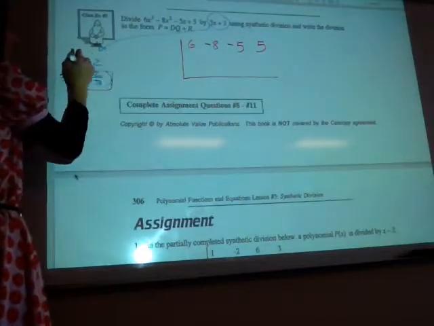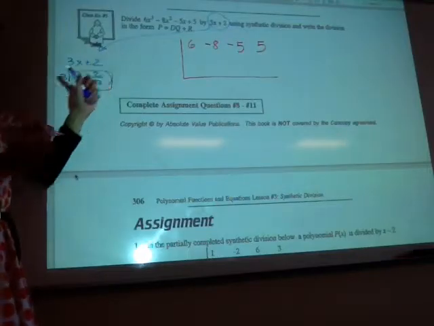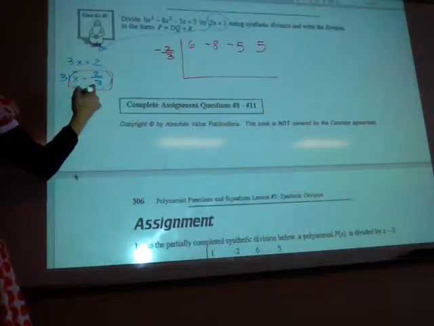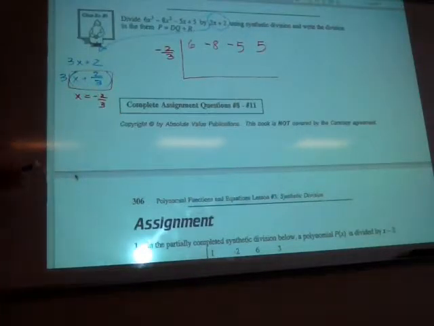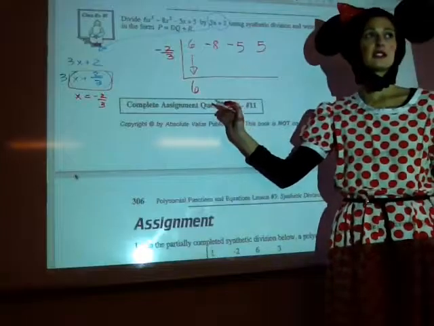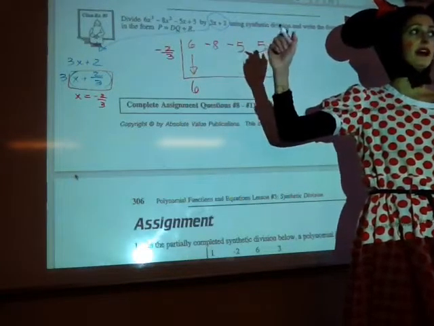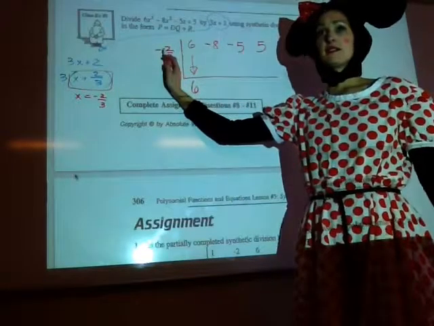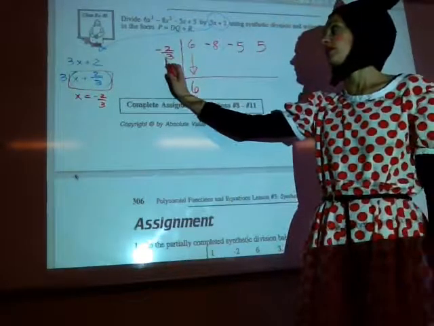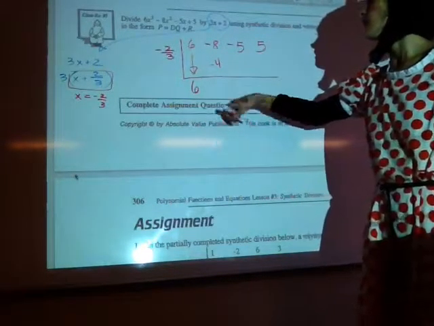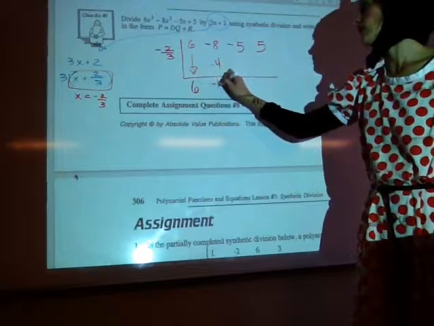Now this divisor is where we're going to get our x value that we put on the side. So it will be negative 2/3. And then we just start dividing. So carry down the 6, and I'll just walk you through how I'm doing it in my head. Some of you might instantly go to your calculator, but you don't need it. 6 times negative 2, negative 12. Negative 12 divided by 3, negative 4. Add these together, we get negative 12.